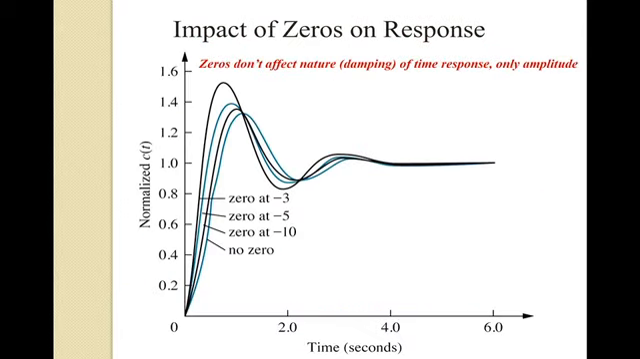Now I'd like to look at some of the impact of zeros on the response. Now, taking another step back, let's just remind ourselves where poles and zeros are relative to our transfer function. Zeros are going to be in the numerator, poles are going to be in the denominator. So really we're looking at things so far in the denominator relative to the poles. Now, if we add some zeros in the numerator, what does that impact on the system?